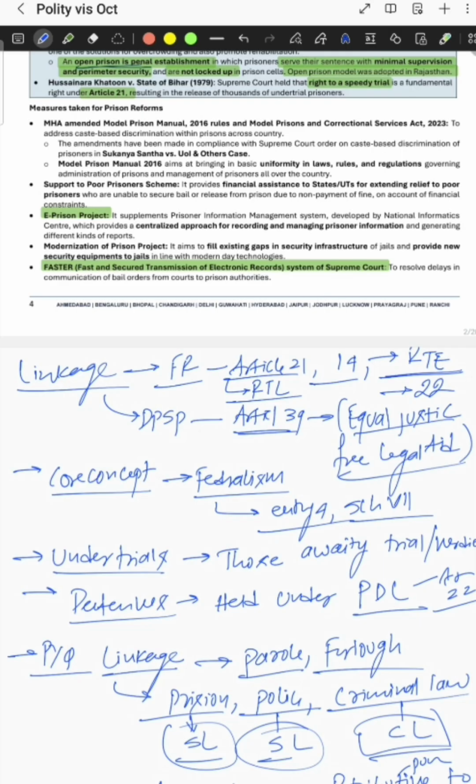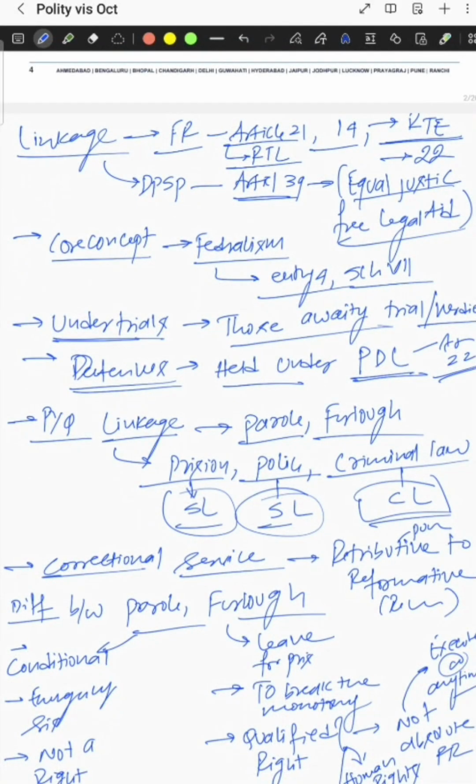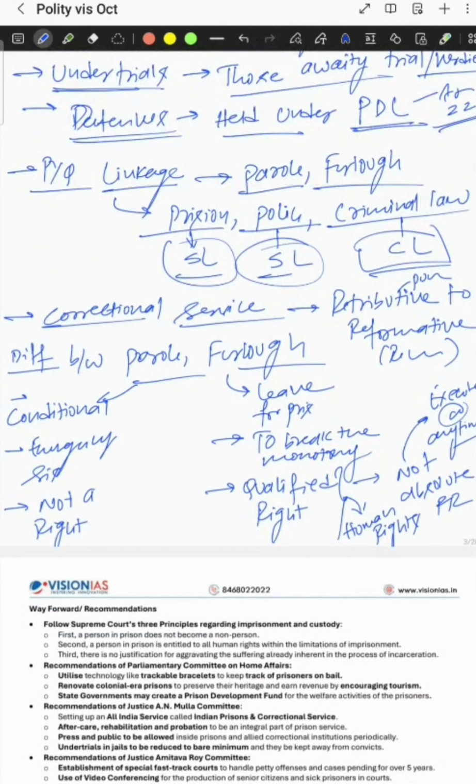Here are two keywords you need to know: undertrials and detainees. What is an undertrial? Those awaiting trial or verdict. And what are detainees? Detainees are held under preventive detention law, that is Article 22. So what are the PYQ linkages to this topic? That is parole and furlough. I think in UPSC 2021 we got a question on parole. First we will see what parole and furlough are.